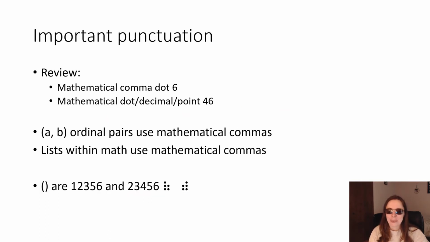Let's talk a little with upper elementary about some important punctuation. It's important to keep remembering that a mathematical comma is .6. So when you see a .6 in a number or after a number, the numeric mode meaning for that is often mathematical comma. And the mathematical dot or decimal point is 4/6.